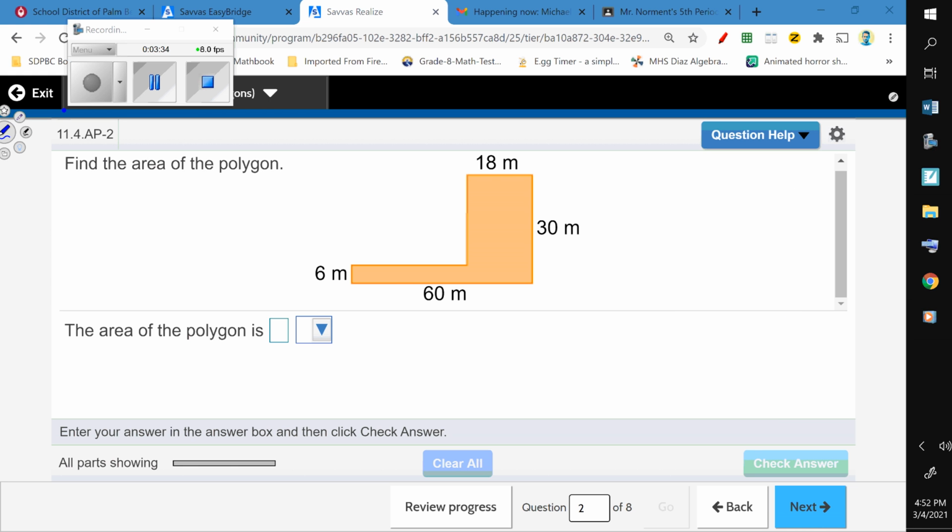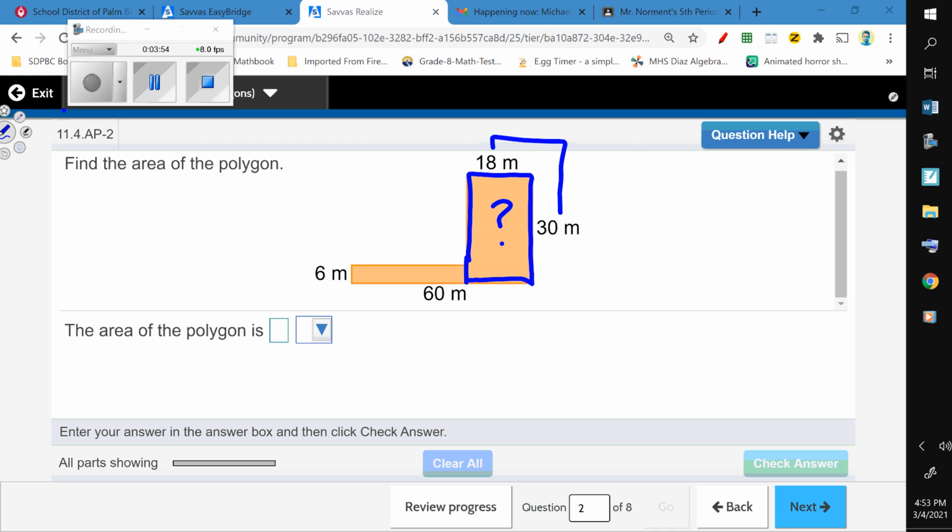Okay, so this is simple. All of my classes did this yesterday. Let's cut this into two rectangles. Let's put a line right here. Question number one. The big rectangle right here, what are the two numbers that you multiply to get the area? And it's going to be 18 and 30. Multiply those two, and you will get the area for that rectangle.